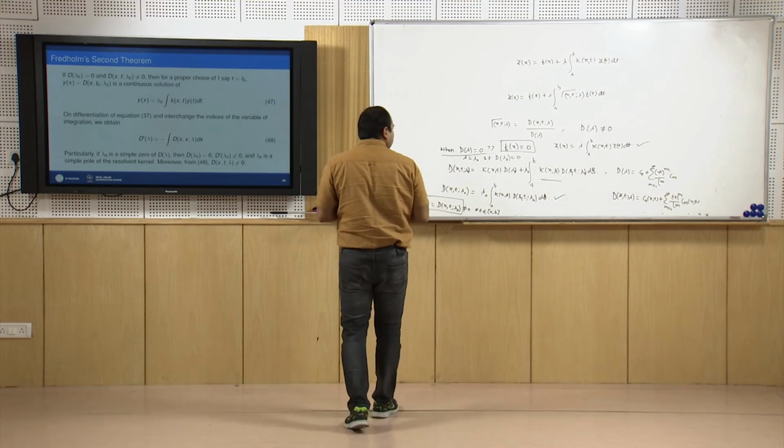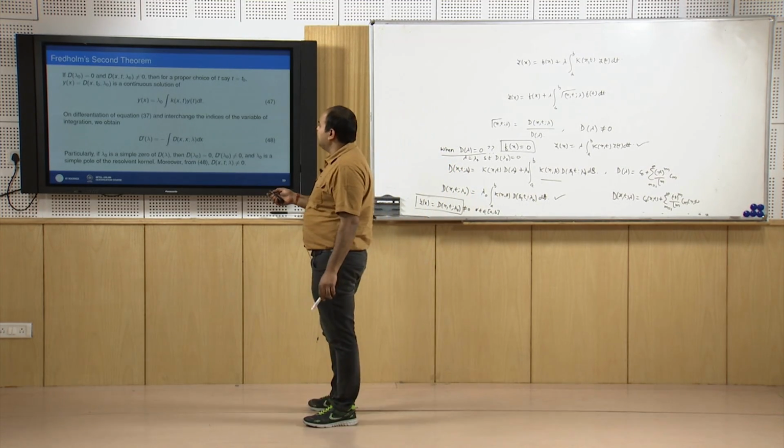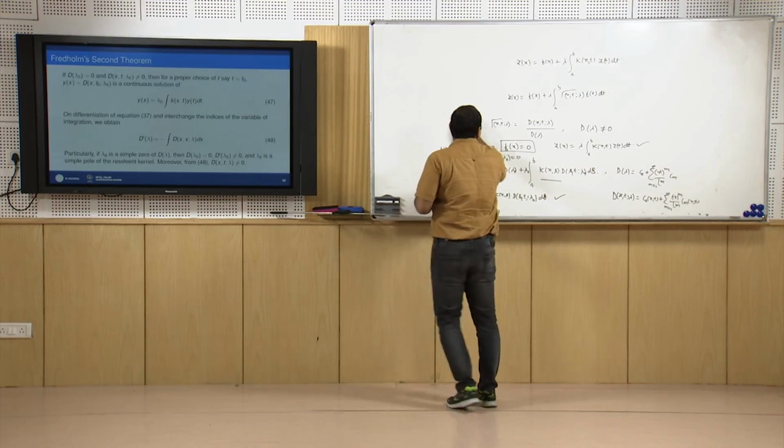Now the thing is that the condition that D x, t, lambda naught is not equal to 0, how can we verify this? So here this condition that D x, t, lambda naught is not identically equal to 0 can be related to the expression of the Fredholm determinant D lambda in this way: if you look at the expression for D lambda and differentiate it, then we have this relation. So just let me see what this relation is.